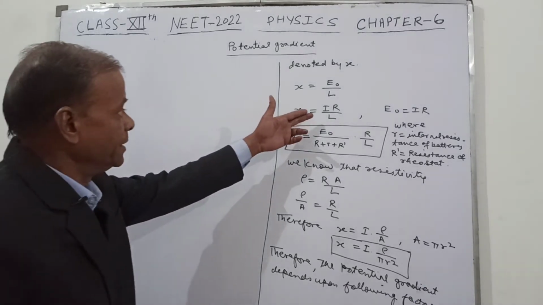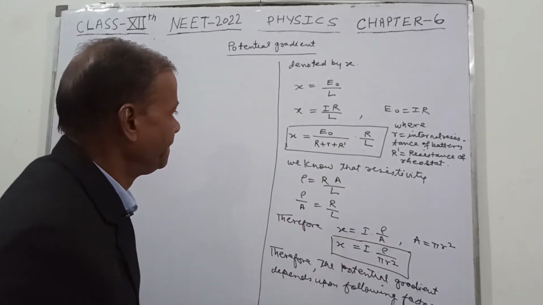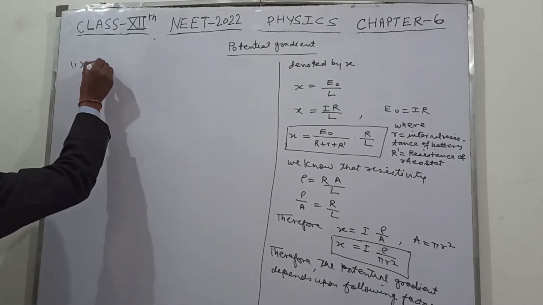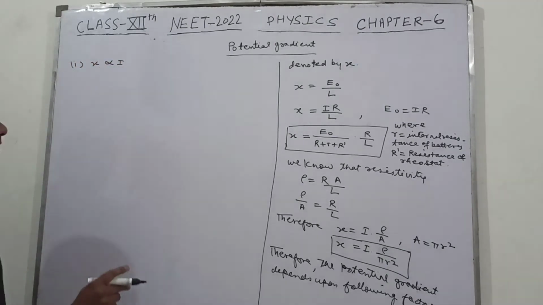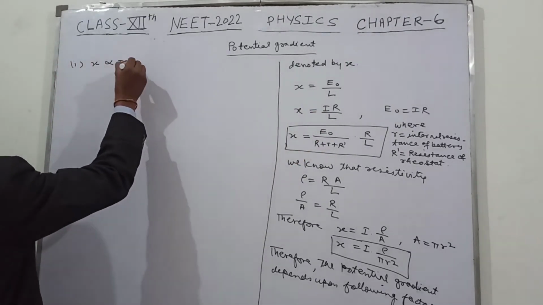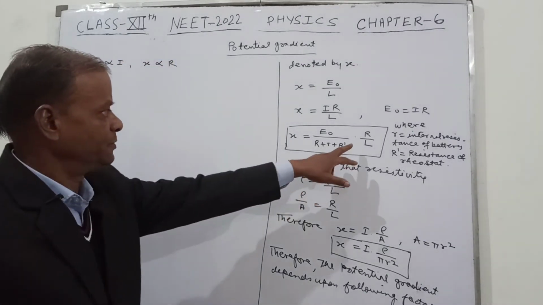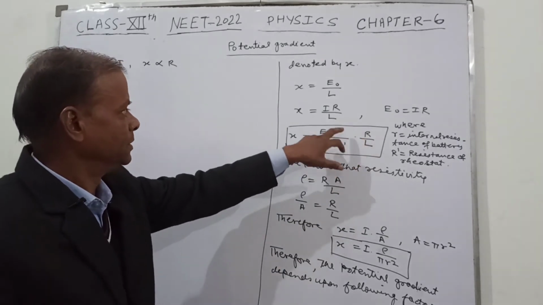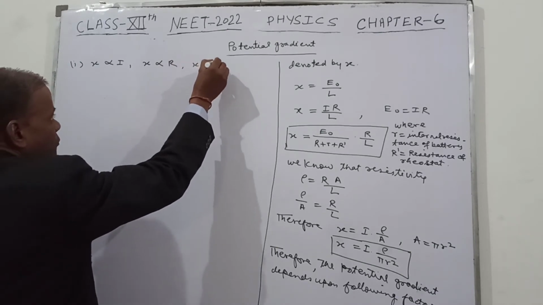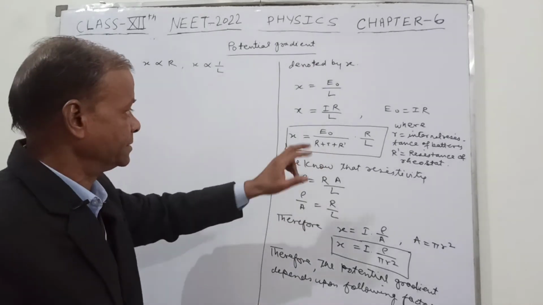Now first we take from here. This is I rho upon A. Number 1, X is proportional to I, the current I. X is proportional to R, the resistance of the wire. X is proportional to 1 upon L. The larger the length, the less is the potential gradient.